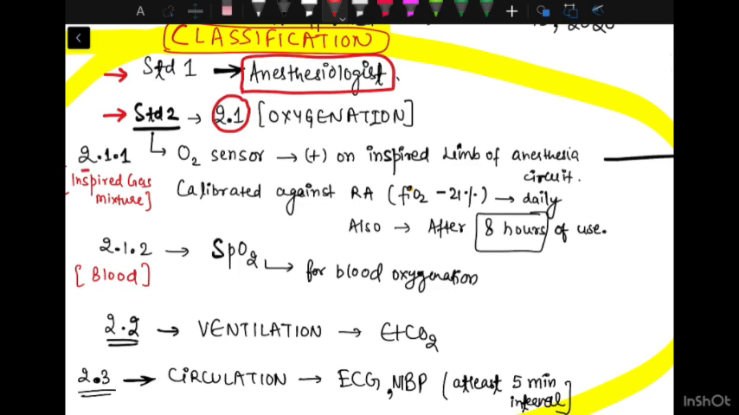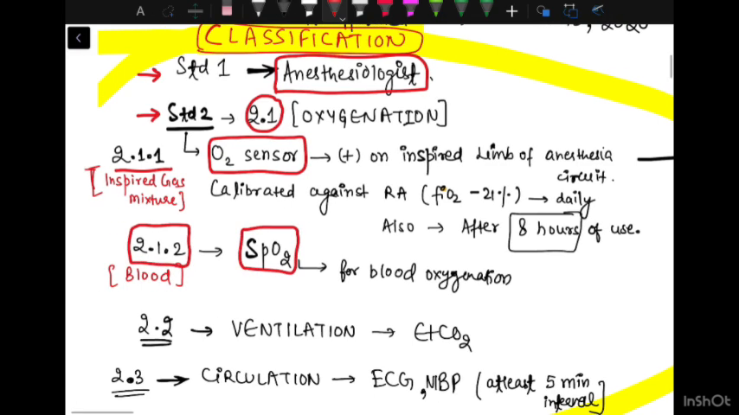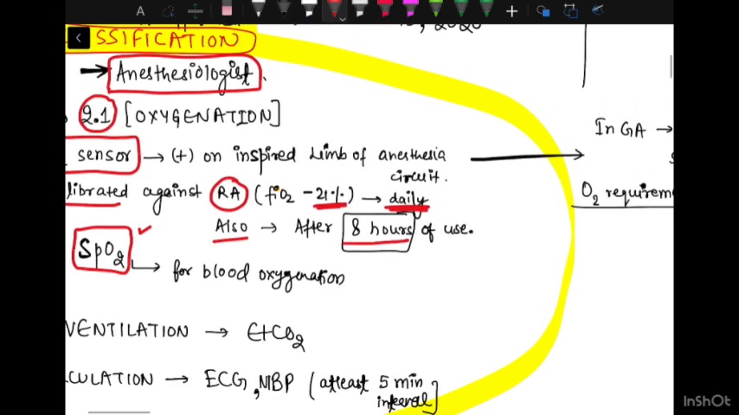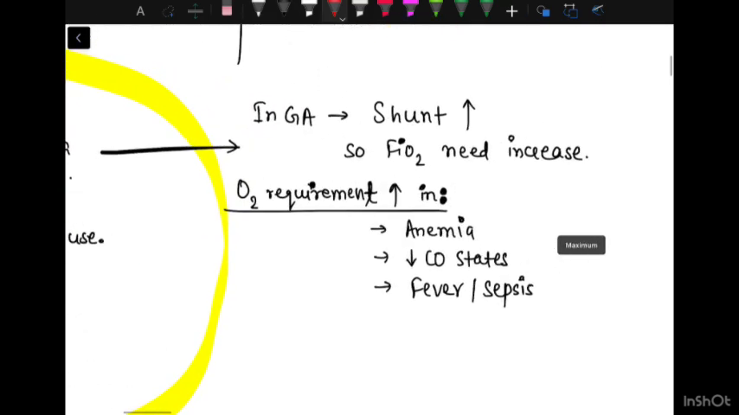In the 2.1, it is for oxygenation. It will include 2.1.1, the oxygen sensor, and 2.1.2, the SpO2. Usually we only talk about the SpO2 as ASA standard monitor. Oxygen sensor, in earlier times we had to calibrate the oxygen sensor. It was a galvanic fuel cell which was first calibrated on room air with a FiO2 of 21% daily. It was done daily. In modern anesthesia machines, it is auto calibrated, and then it is also calibrated 8 hours after.